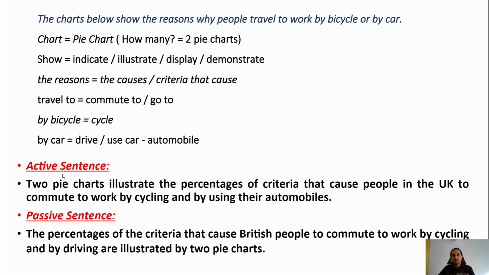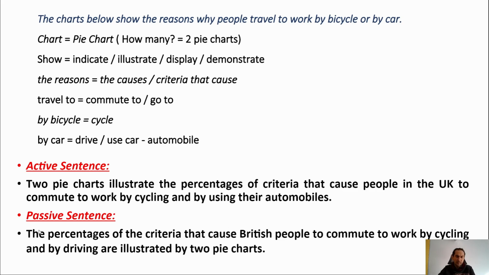I have 2 options for me. I would choose active or passive sentence. And you can write it all differently, as long as it is correct, no problem. So the first one, see 2 pie charts, instead of charts. Instead of show, I put illustrate. Now, they illustrate the percentages, the rates, the proportions. So I put the percentages of criteria that cause people in the UK to commute to work, instead of travel to, by cycling or by using their automobiles. This is the active sentence.